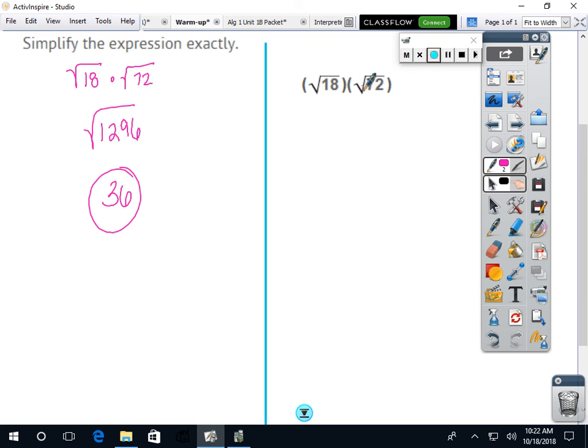Now, some of you may have decided that before multiplying them together, you wanted to simplify each one. Did anybody do that? Okay, I see a couple of hands, so let's show you how that would work. 18 is 9 times 2. 9 is 3 times 3. 2 is prime, so it just drops. We circle our set of 3s, kill one, kick one out, and put the 2 back inside.